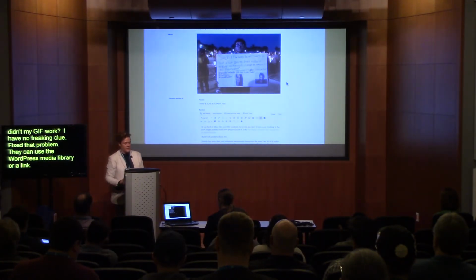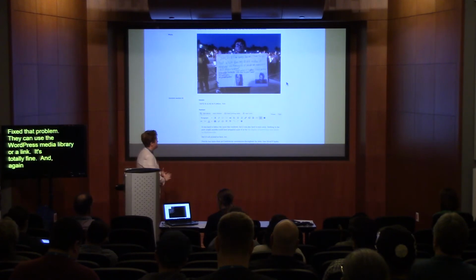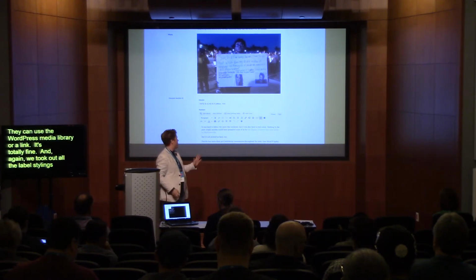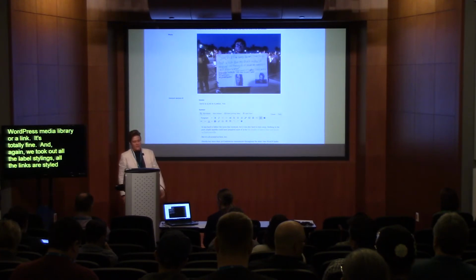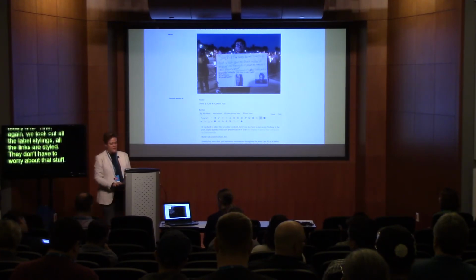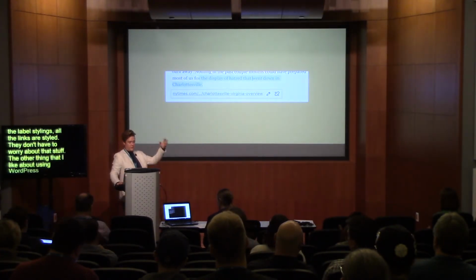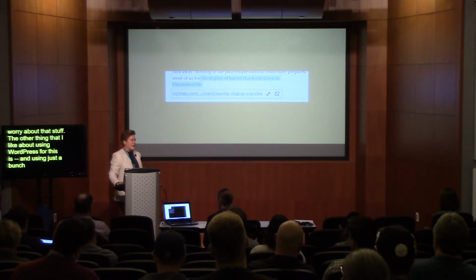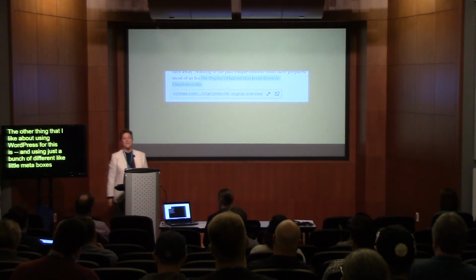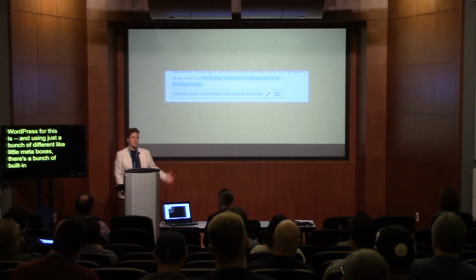And again, we took out all the label stylings, all the links are styled. They don't have to worry about that stuff. The other thing I like about using WordPress for this, and using a bunch of little meta boxes, is that there's a bunch of built-in stuff in WordPress that we take for granted. Like link checking in MailChimp was kind of a nightmare, right?